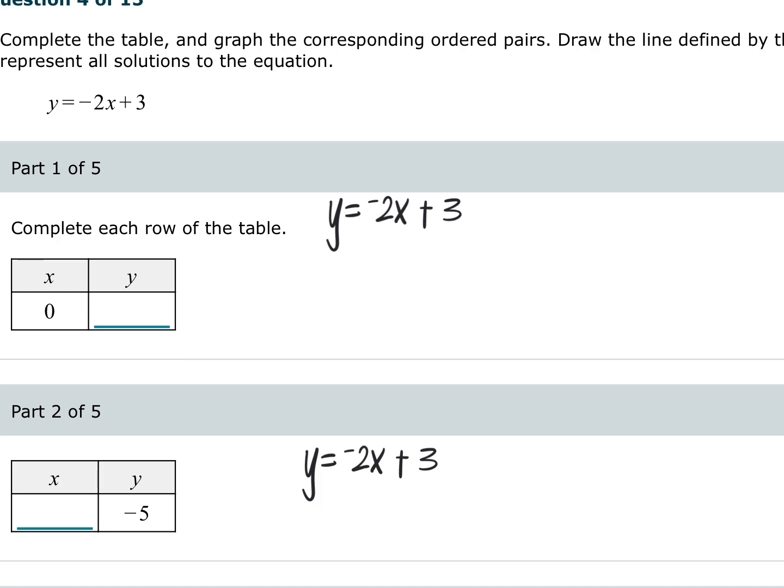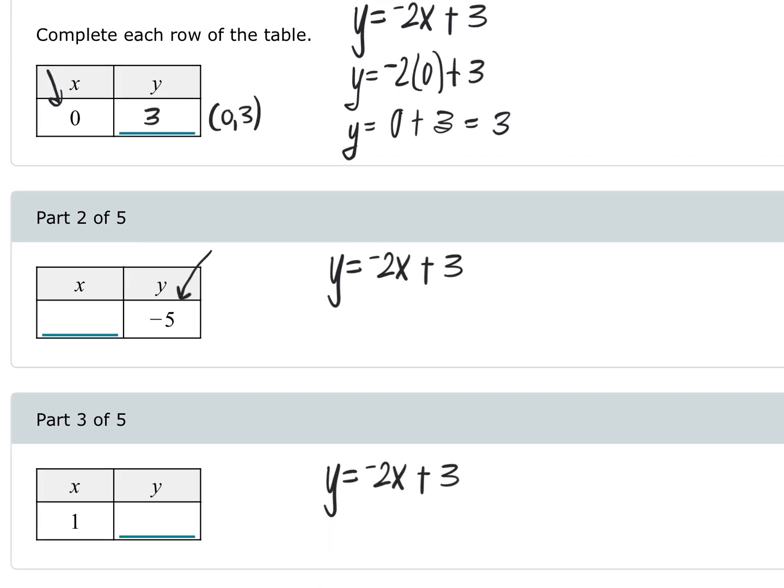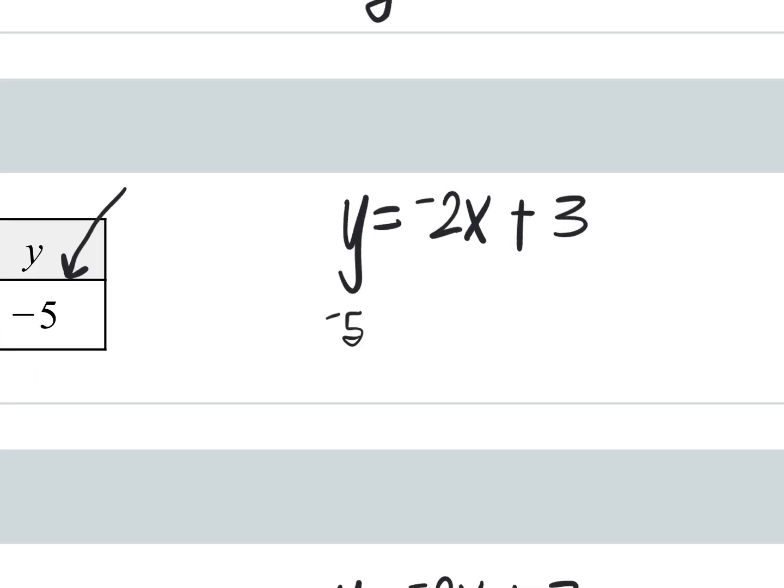The very first thing I'm going to do is plug in, for this first step, this 0 right here for x. So that will be y equals negative 2 times 0 plus 3. Negative 2 times 0 is just 0, plus 3, and 0 plus 3 is 3. That's the point (0, 3). On the next one, I'm plugging in for y this time, and it's going to be negative 5 that I'm plugging in.